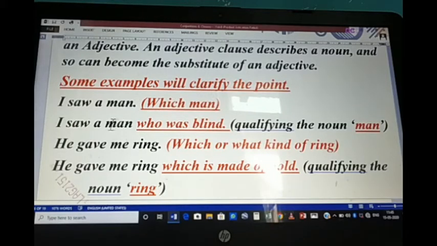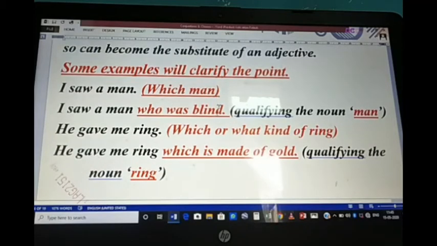दूसरे सेंटेंस, I saw a man who was blind, qualifying the noun man. यहाँ जो हमने लिखा है who was blind, जो अंधा था, ये मैन को करता है क्वालिफाई, यानी इसके मीनिंग में ऐड करता है. Which one, which man? So I saw a man, this is the main clause. Who was blind, this is an adjective clause because the clause qualifies the noun man.